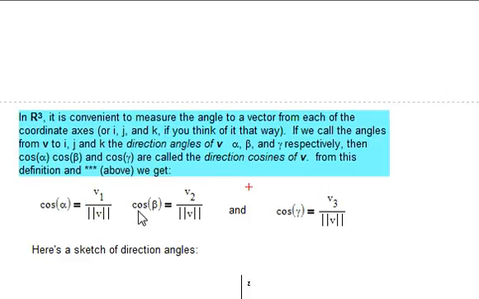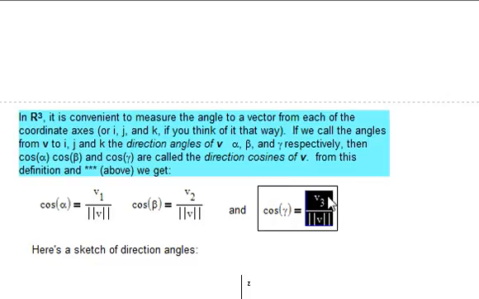Similarly, the angle between the y-axis, or the vector j, and our vector v is going to be 0 plus v2 times 1 plus 0 times v3. That would be the dot product of our vector v with j over the length of v times the length of j, which is also 1. And similarly, the cosine of gamma, the angle between our vector v and the z-axis, is v3 over the length of v.